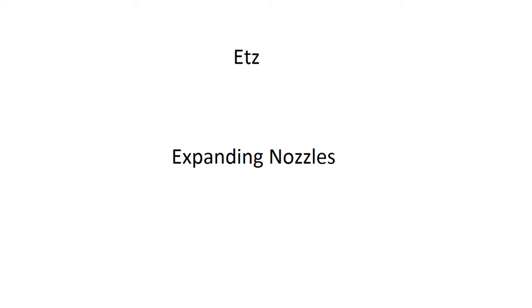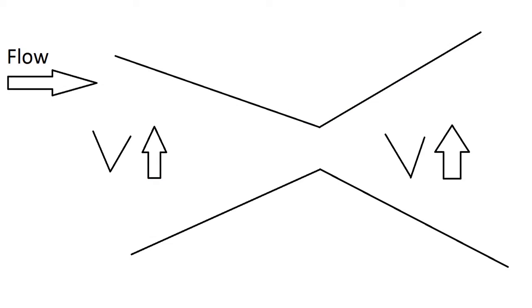Hey, I'm Etz, and I want to talk about converging diverging nozzles and what happens when you expand them. Converging diverging nozzles have already been discussed in class previously. When the flow comes into a nozzle, its velocity will increase until it reaches the speed of sound at the throat. Then as the flow goes through the diverging portion of the nozzle, its velocity will continue to increase. So my question was, where does the energy for this velocity increase come from? Can I show that in Fluent?